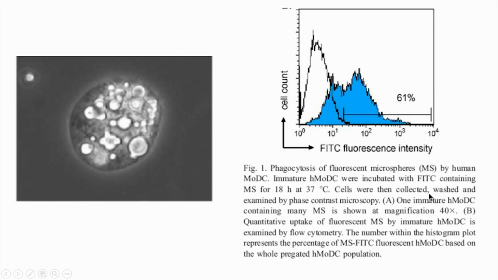Okay, so here is an example. What you are seeing is phagocytosis by a dendritic cell. You have dendritic cells which have been incubated with fluorescent microspheres. All of these are fluorescent microspheres, and in panel A of this particular figure, you are seeing a fluorescence microscope image, and it is showing how many particles are in one cell.